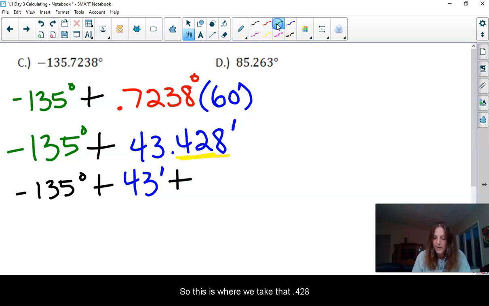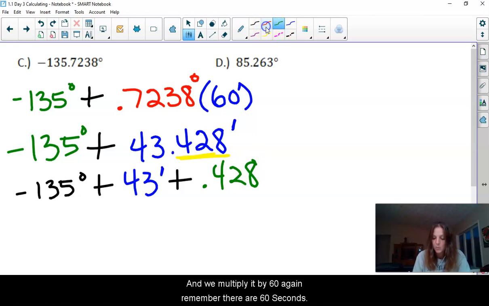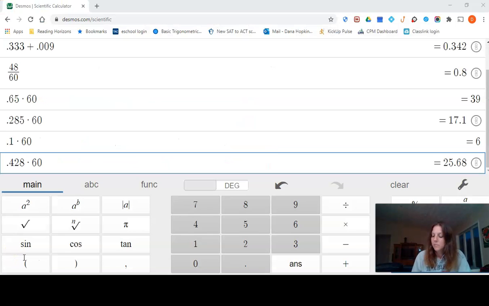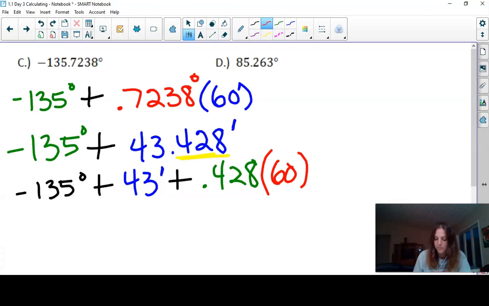So this is where we take that 0.428 and we multiply it by 60 again. Remember, there are 60 seconds in each minute. So go to your calculator, type that in, and you can see I got 25.68 for that number.